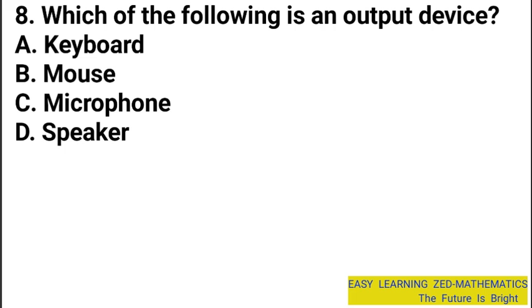Then mouse as well, it helps the person to put information in the computer or manipulate the computer. C, microphone, also is an input device. It helps somebody to put information. If you are recording your voice or the sound, then you're going to use the microphone to put the voice or the sound in the computer. So it's an input device. Then D, speaker.